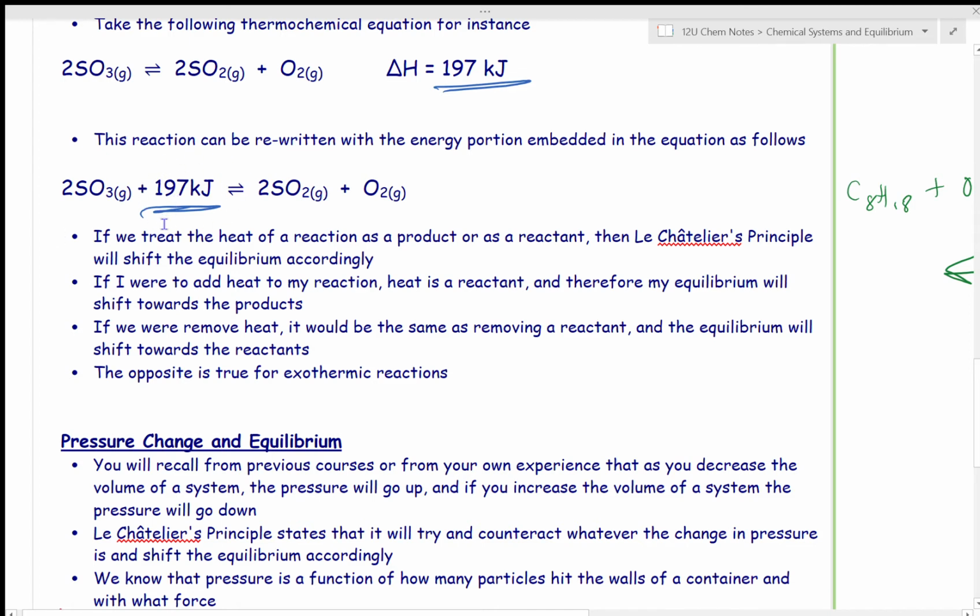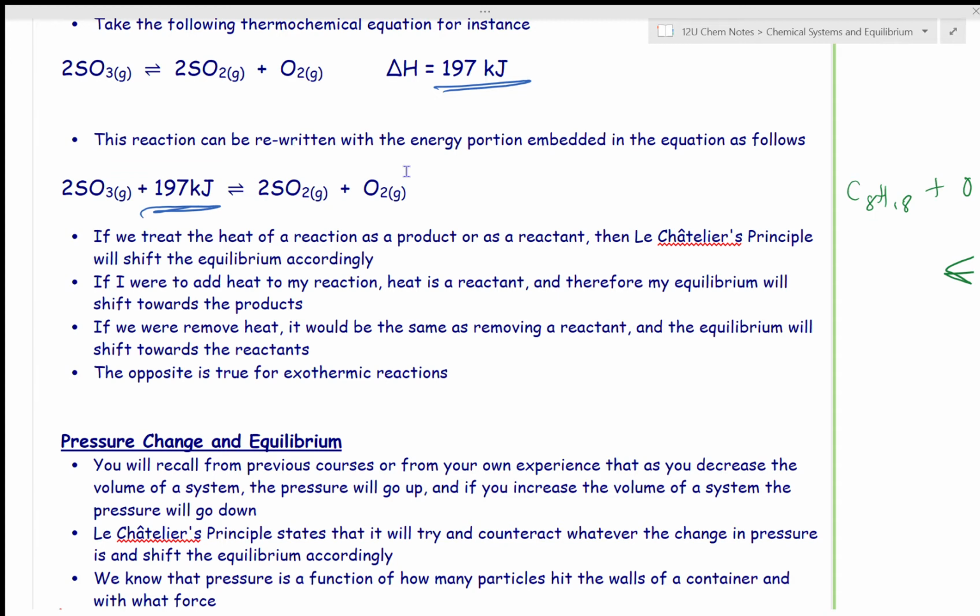And so the system is going to try and counteract that. And so it's going to push away from that stress. So if I'm adding heat, it's going to push to the right. And the reason is because it's the same thing as adding like SO3. It's the same thing as adding a reactant. It's going to push to make more products or to decrease the number of reactants that I have created.